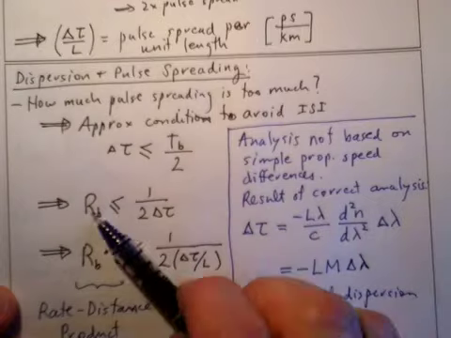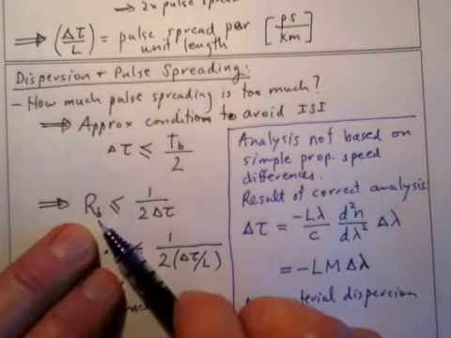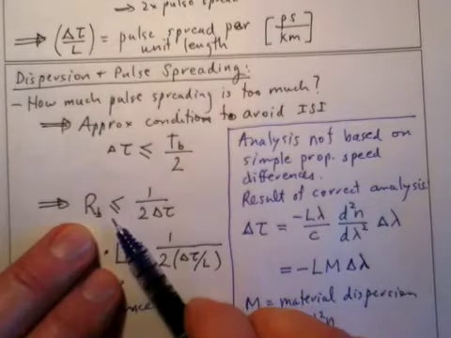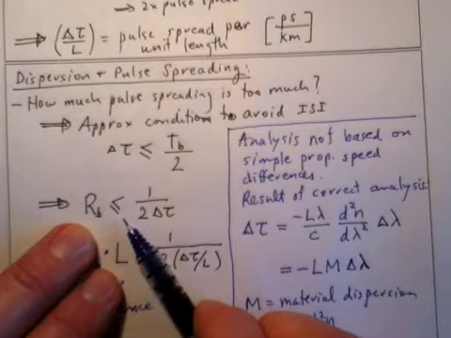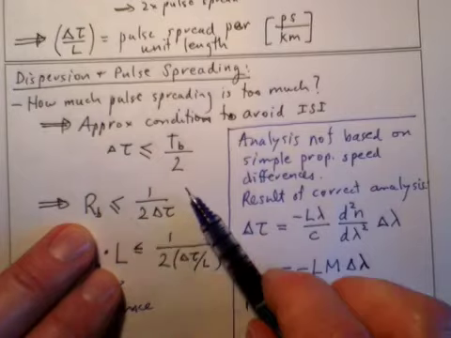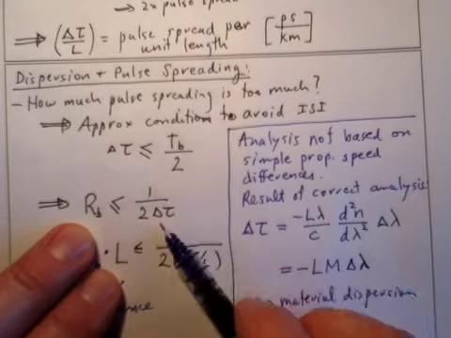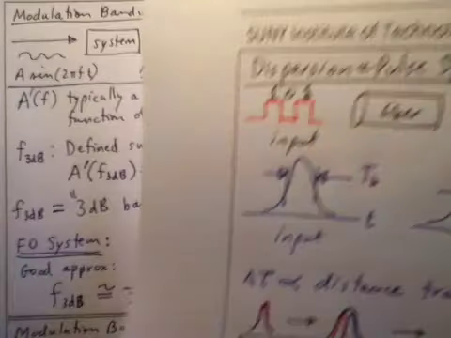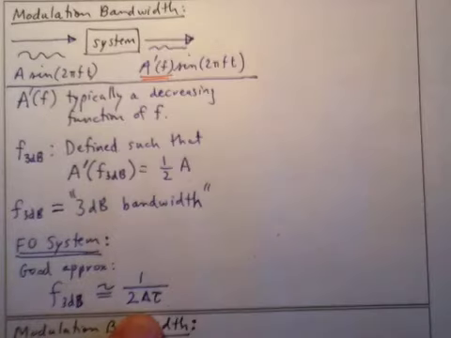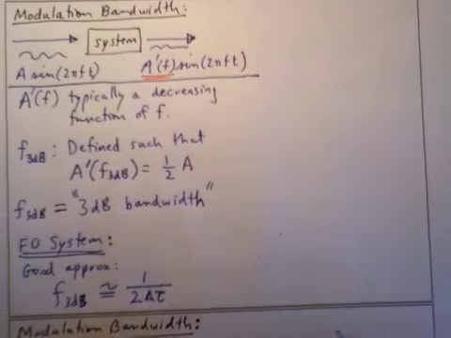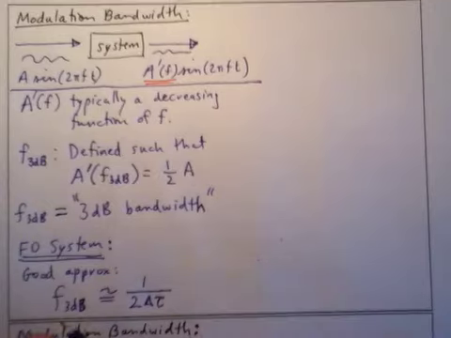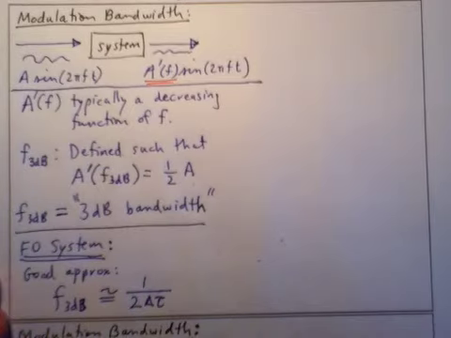that the maximum data rate, the maximum bit rate that we can transmit through the system, is limited on the high side by 1 over 2 delta tau. It's basically the same quantity that we're seeing here. And what this means is that the 3 dB bandwidth is simply another way of characterizing the maximum data rate that our fiber optic system can take.